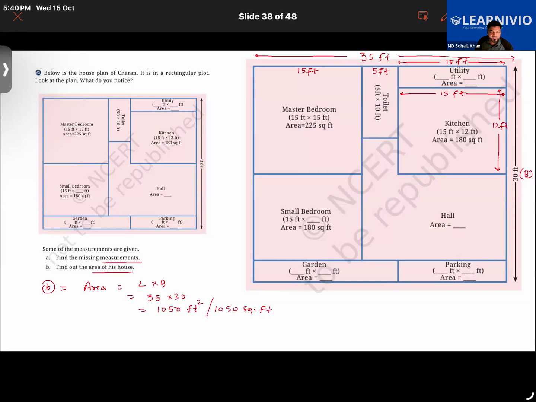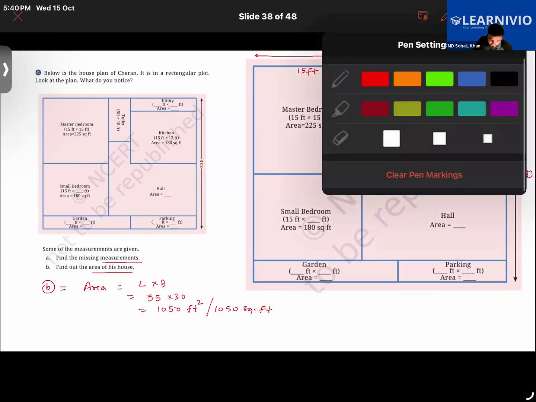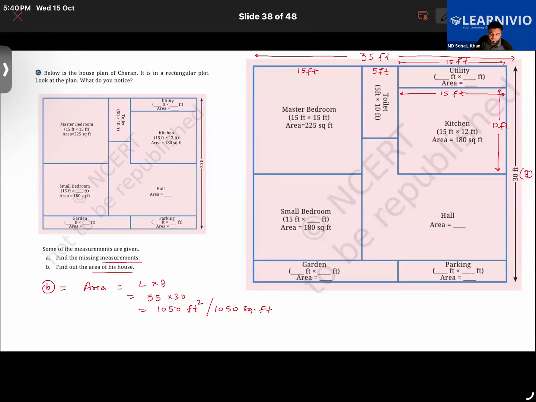Now you need to find the missing measurements here. Now let's start from the utility room. Wait a second, I'll take my book.